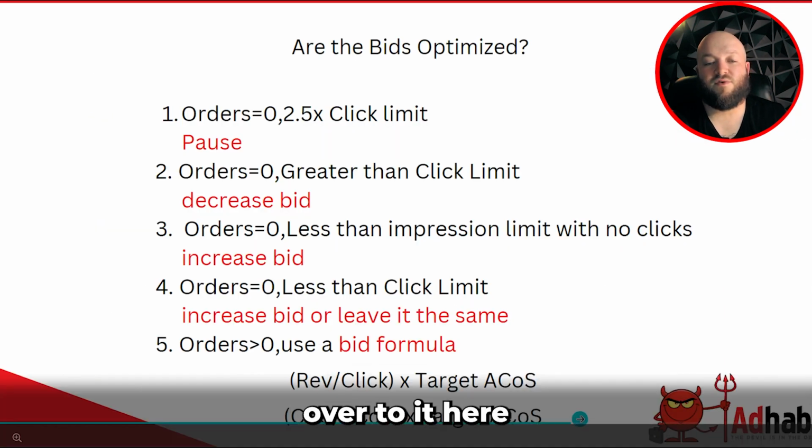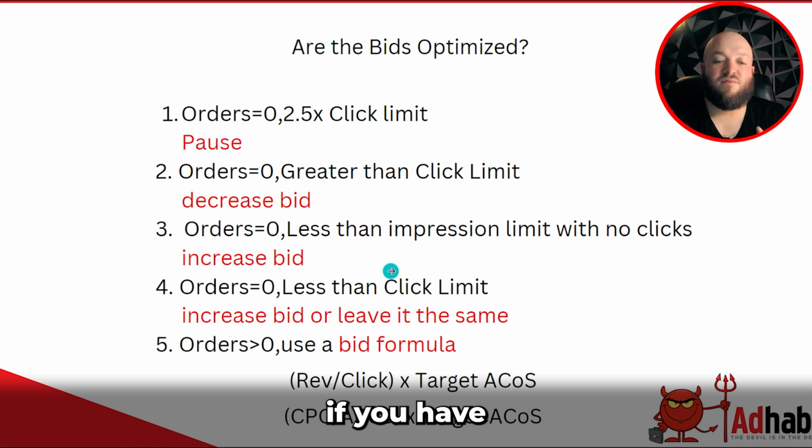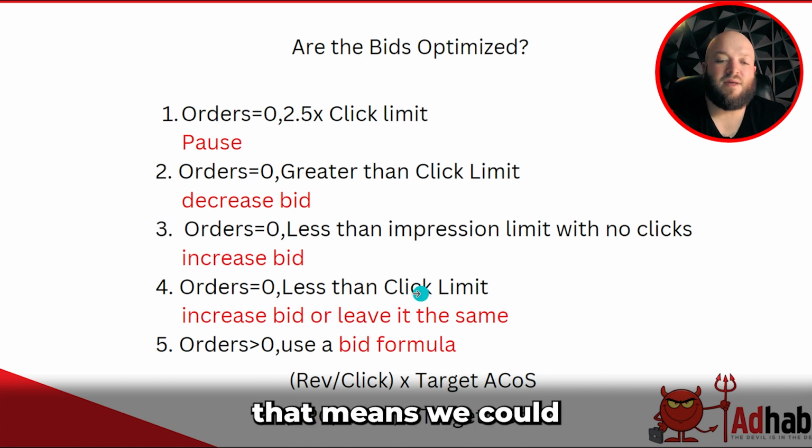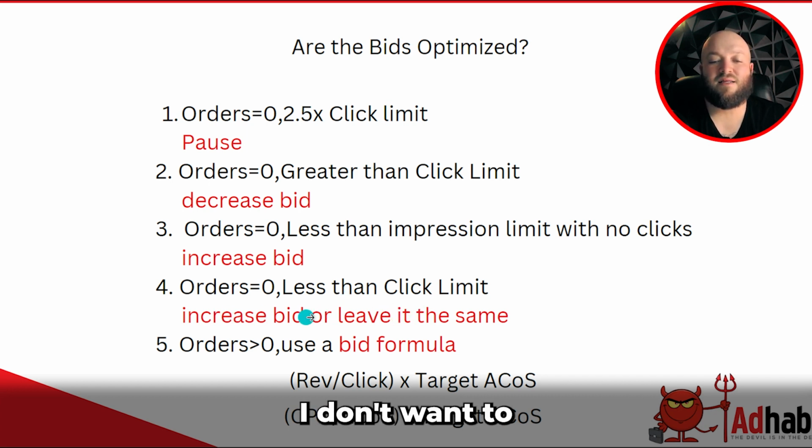Let's jump back over to it here, and then we're going to go orders equals 0 less than the click limit, like I was a minute ago. The reason I'm going to do less than the click limit, like I said, is if you have not enough data, just like you didn't have enough impressions. If we're getting no orders and we haven't hit our click limit yet, that means we could still be around that 10% conversion rate for this keyword, and I need to give it a little bit more time. I don't want to decrease the bids.